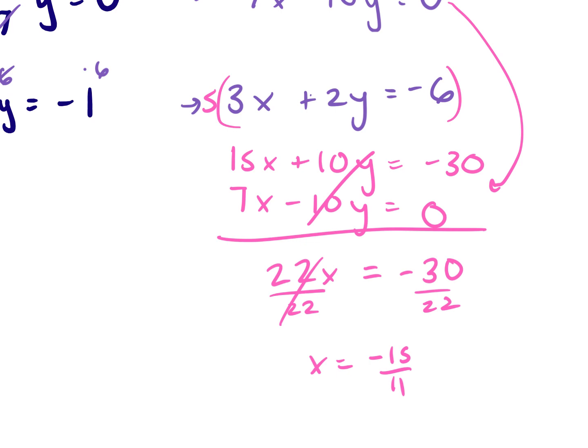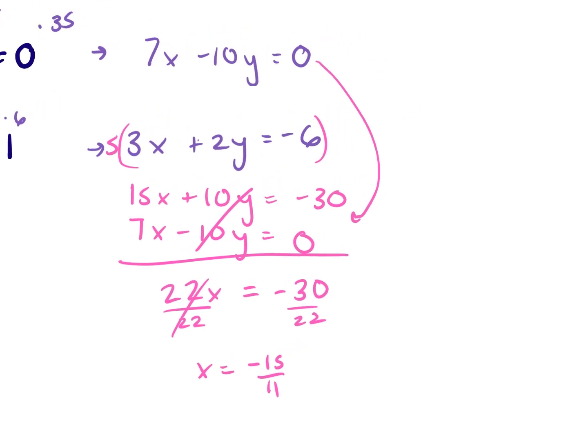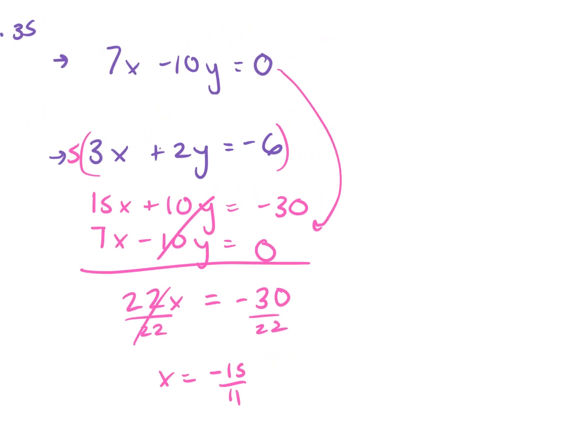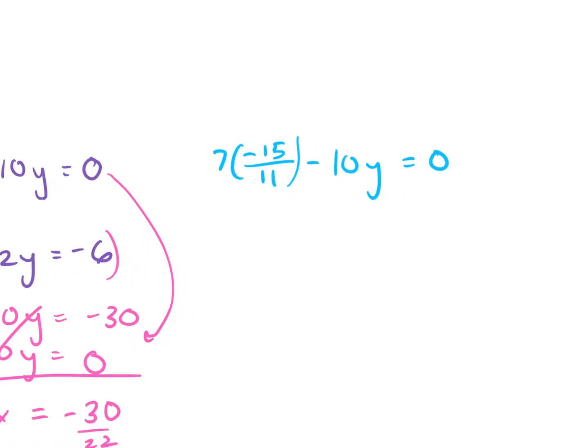So we found x. What would we need to do to find y? Plug it in. I'm going to plug it into our first equation here. So we have 7 times negative 15 over 11 minus 10y is equal to 0. Here we have negative 15 times 7. 5 times 7 would be 35. 7 times 1 is 7. Plus 3 would be 10, so this would be negative 105.